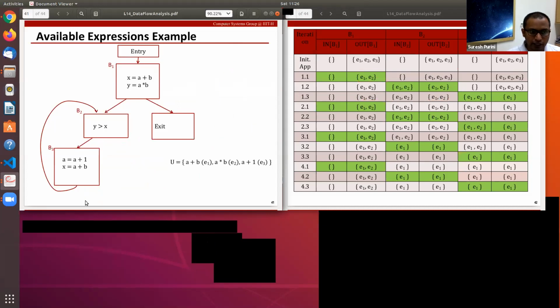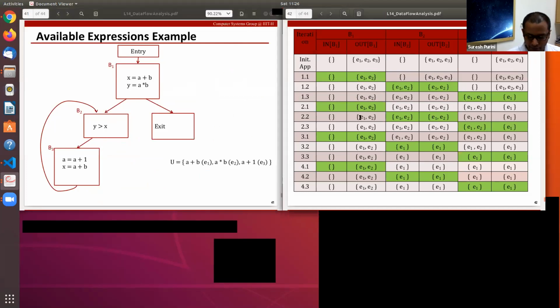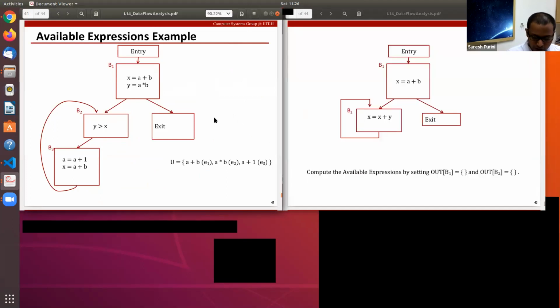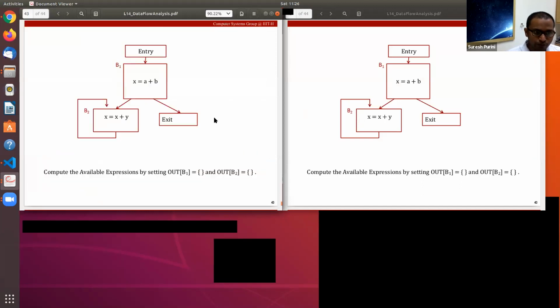See, let's keep going. So now what I would like you to do is consider this example control flow graph. In this control flow graph, at the beginning of the basic block B2, the expression A plus B is available. Because if you take any path starting from entry to this point, the expression A plus B is evaluated, but it is not killed.